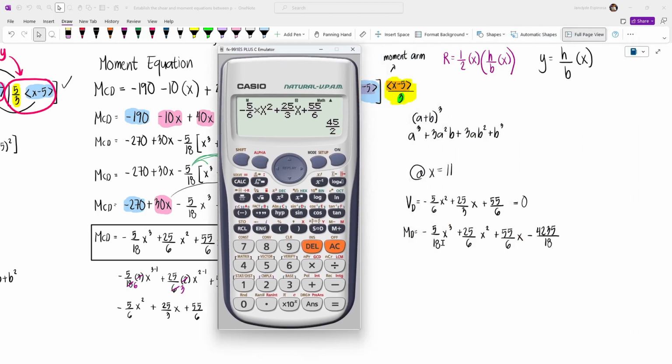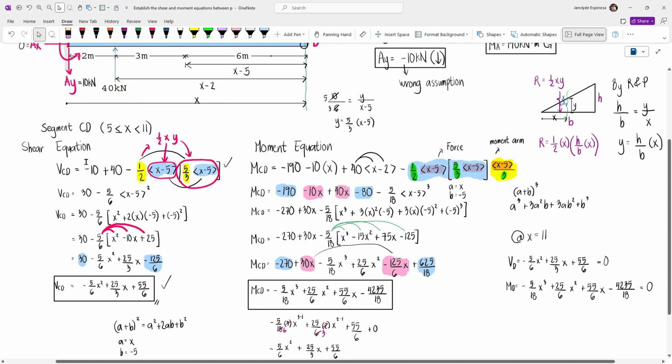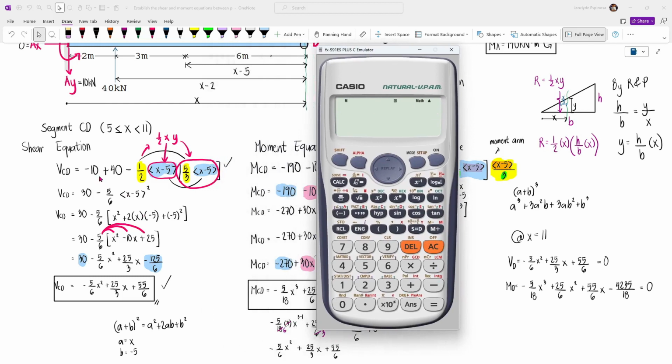Now let's also look at the moment equation. So minus 5 over 18 times x cubed plus 25 over 6 x squared plus 55 over 6 times x minus 4235 over 18, press calc, and then 11, we're going to get a value of 0. So this is for the purpose of checking. However, as early as this step, you need to check if you will be able to obtain a value of 0. So using this one, we have minus 10 plus 40 minus 1/2 times x minus 5 times 5/3 times x minus 5. Substituting 11, we have a value of 0.